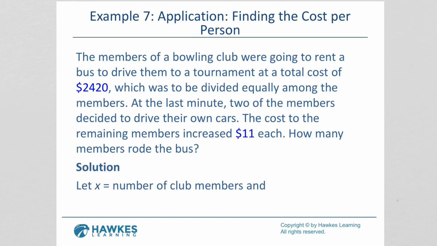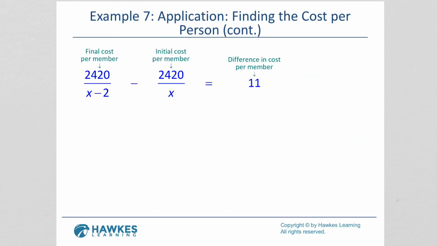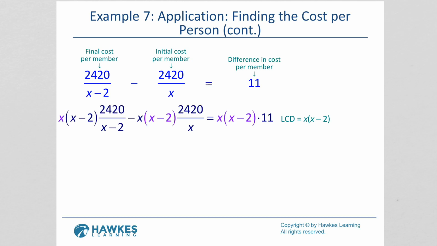For our solution, we're going to let x equal the number of club members and x minus 2 equal the number of club members who rode the bus. The final cost per member is going to be $2,420 divided by x minus 2, minus the initial cost per member, which would have been $2,420 over x, and that's going to equal the difference in cost per member, which was 11. So once again, we'll multiply everything by our lowest common denominator of x times x minus 2. So you can see what divides out.